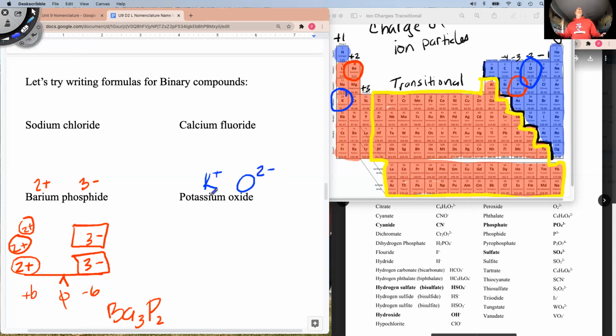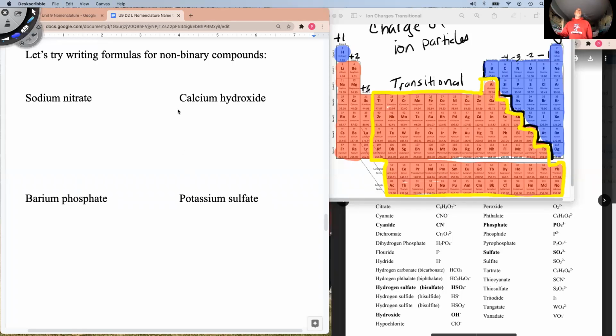So do these balance out? If I had a balance beam here, does the potassium balance the oxygen? Nope. So we're going to need another potassium. Here we have a plus and a plus. That's worth 2 plus over there. This is a 2 minus. Those charges balance out. 2 potassiums cancel out 1 oxygen. So the formula would be K, and there's 2 Ks, and an oxygen, O. So the formula would be K2O. And that's how we would work out writing formulas from the name.